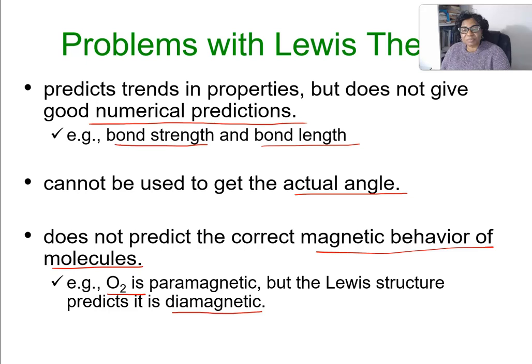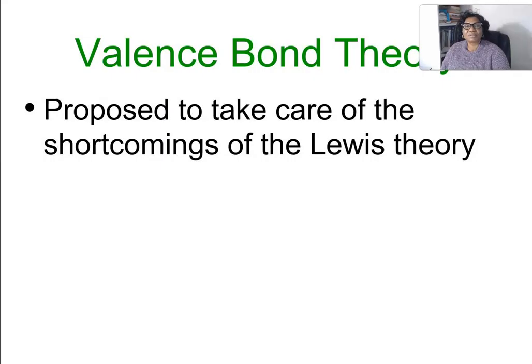And because of these problems, another theory was devised in order to solve this problem from Lewis theory. So we are going to look at the next theory, the valence bond theory. Valence bond theory was proposed to take care of the shortcomings of Lewis theory. That's why it was developed.